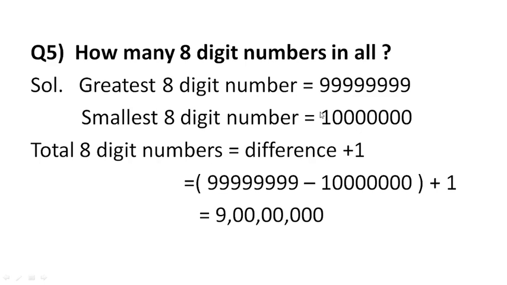Then after that you need to find how many 8 digit numbers are possible. How do you find? You just take the difference of these two numbers, then you add 1. Subtract the values, greatest value minus smallest value, and add 1. After that you will get this.